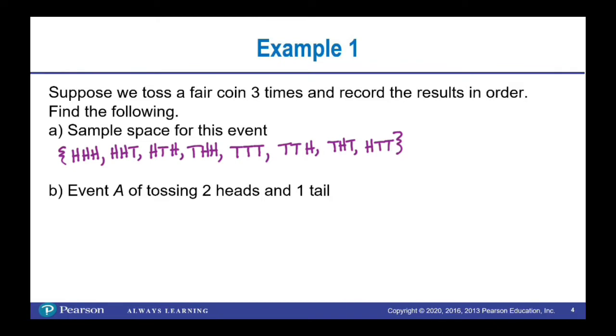In part B, we're asked to find event A, or the event of tossing 2 heads and a tail. So I'm going to look at my sample space and I'm going to list all of the outcomes that have 2 heads and 1 tail. Again, our events are sets, and so we list them in the wavy braces. So I have 2 heads and a tail. I have head, tail, head, or tail, head, head. These are all the possible outcomes with 2 heads and 1 tail.